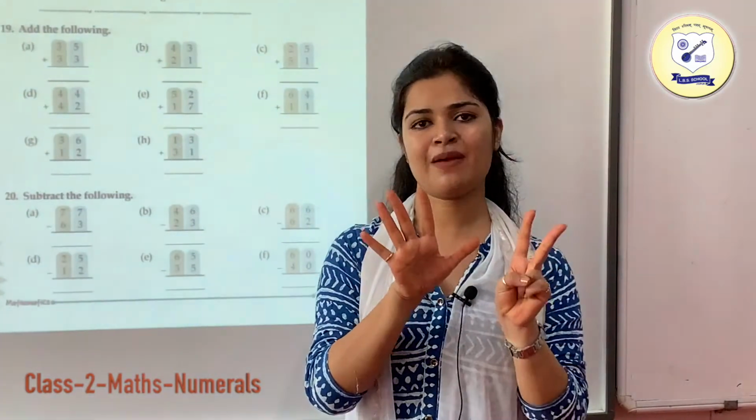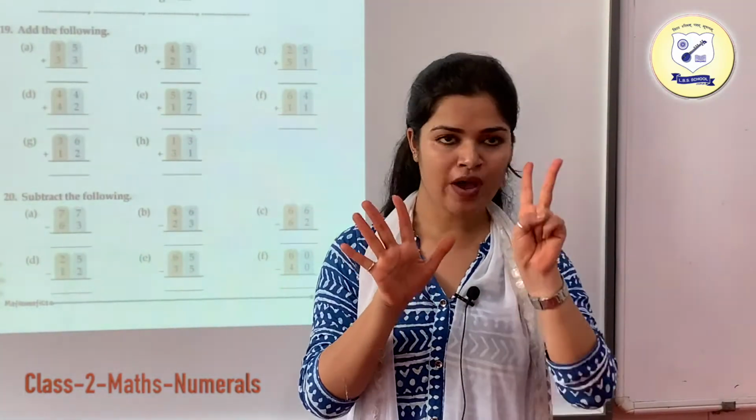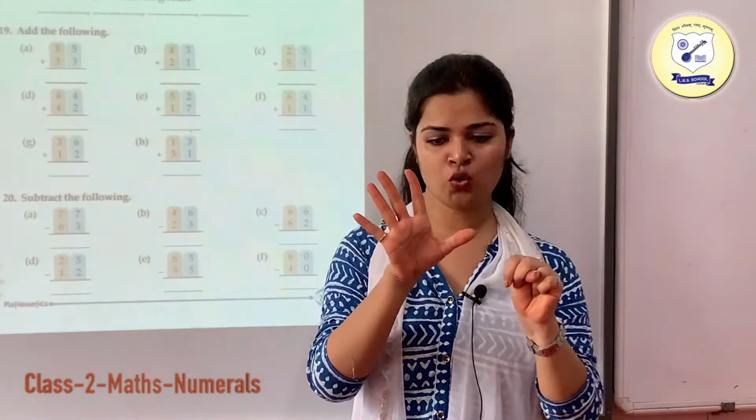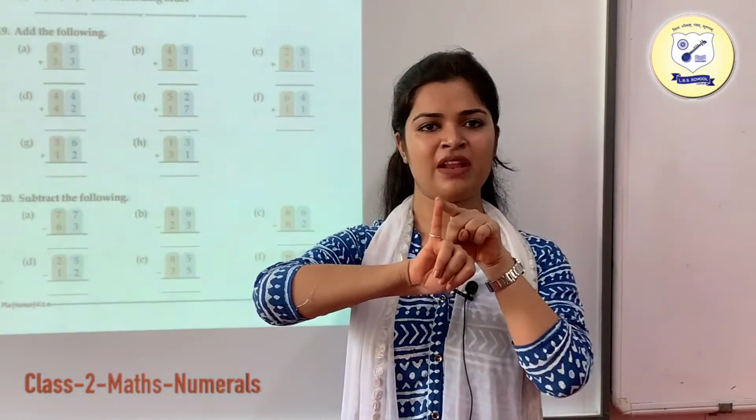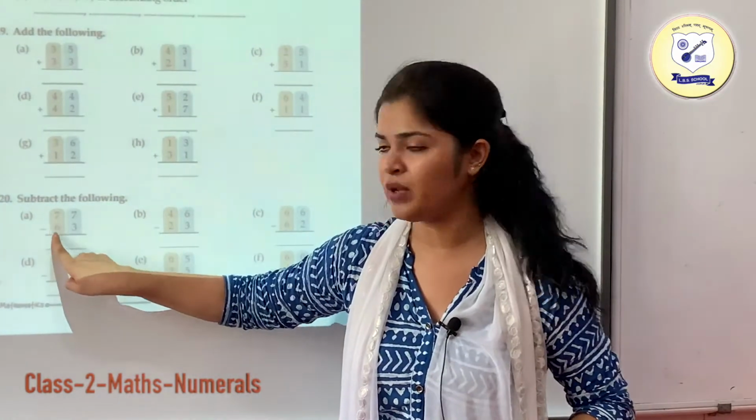And from this 7 I am going to take away 6. So I am just reducing 6. 1, 2, 3, 4, 5, 6. How much I am left with is 1. So your answer is going to be 1.